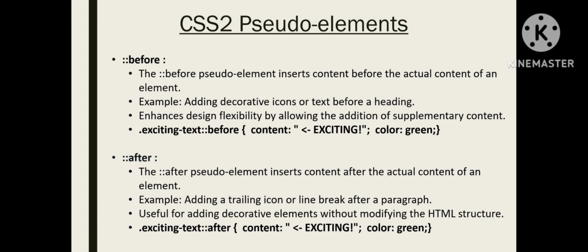Second is the after pseudo element. This pseudo element is used to insert content after the actual content of an element, and it is mostly used to add a trailing icon or line break after a paragraph. And in the example, same, we are selecting an element having exciting text class and applied the after pseudo element and inserted content exciting, and then having color green. It means a text will be inserted after that element having exciting, and its color will be green.